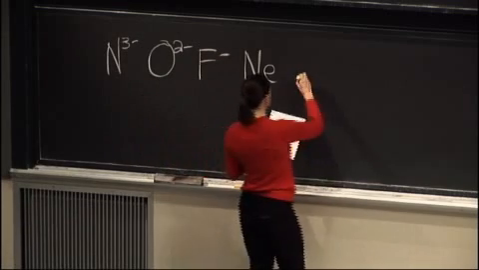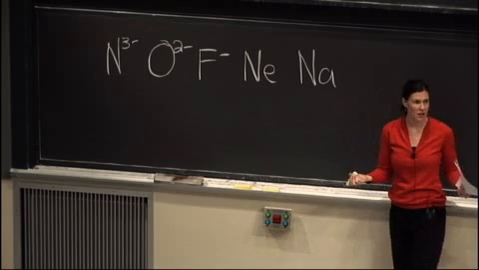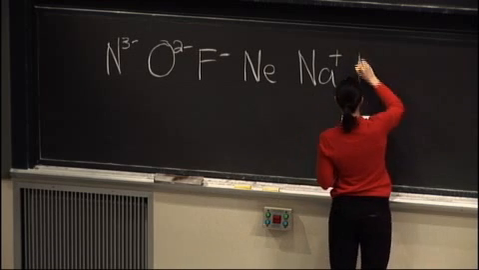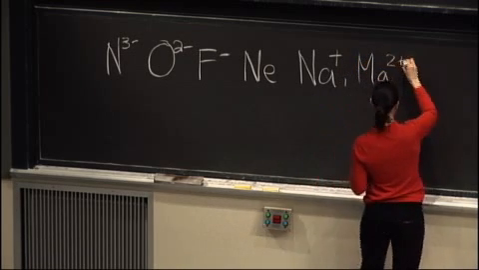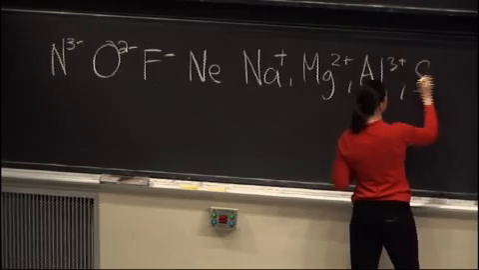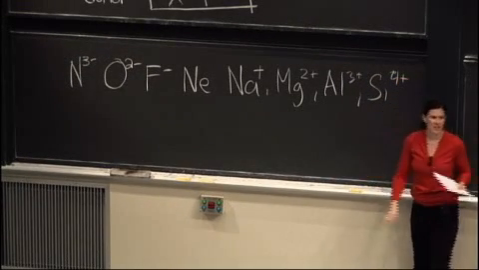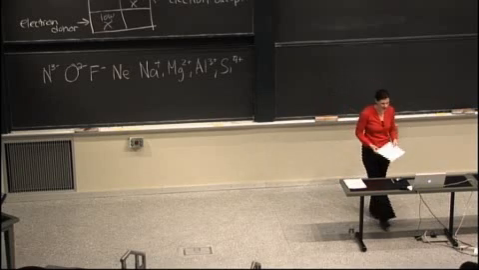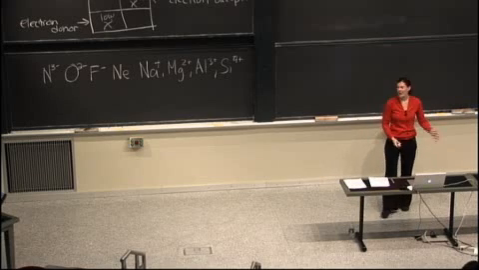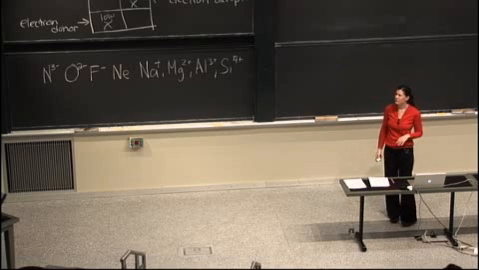We can go in the other direction, so let's go to sodium. We would need to take away an electron to make it isoelectronic. So we would say sodium plus, or magnesium 2+. We can just keep going: aluminum 3+, silicon 4+. And we can go on in either direction all the way across and down the periodic table. So that's the idea of isoelectronic ions. These are all isoelectronic. They all have the same electron configuration.